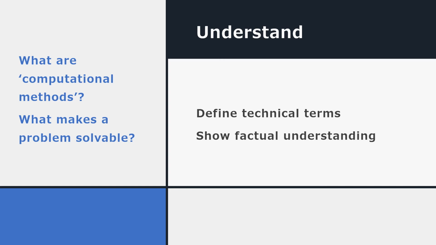So what I'd like you to do now is to stop this video and write down just 2 or 3 sentences that answer that question. Those 2 questions: what are computational methods, and what are the features that make a problem solvable by computational methods? Remember the input processing output model.